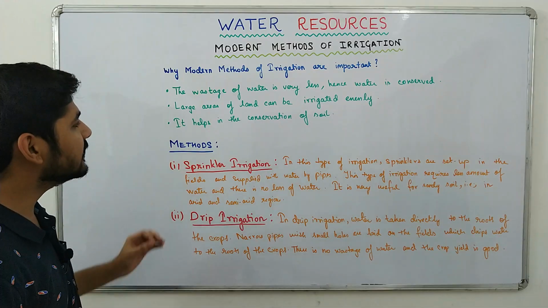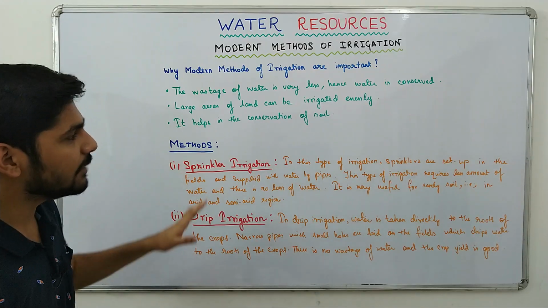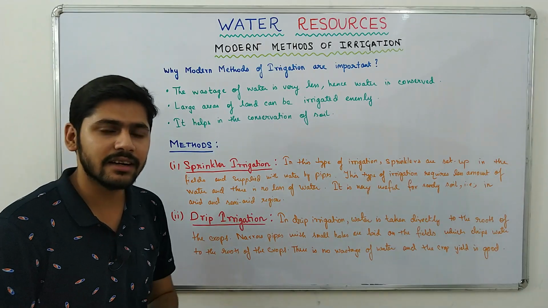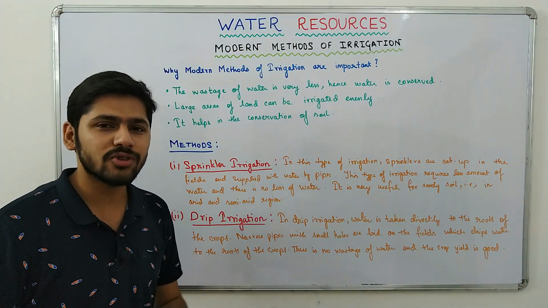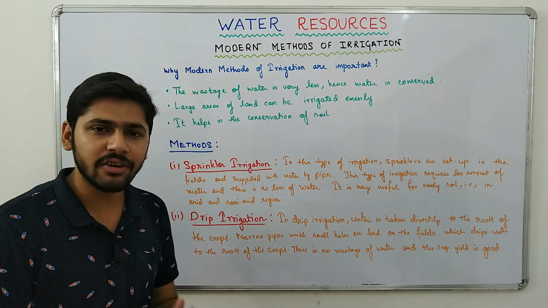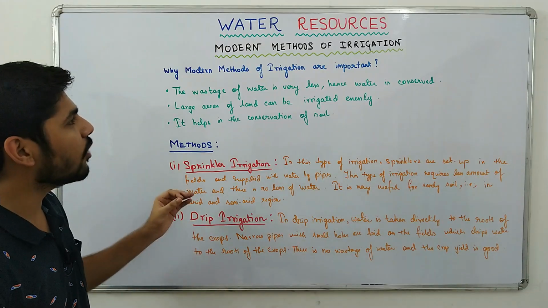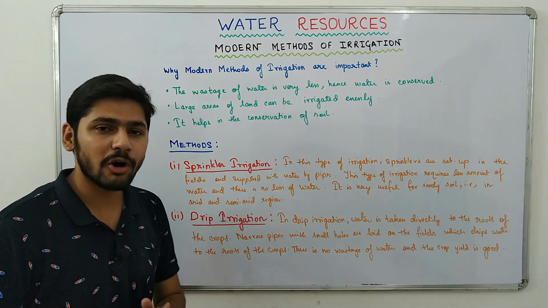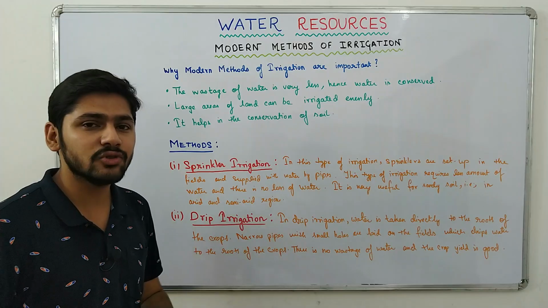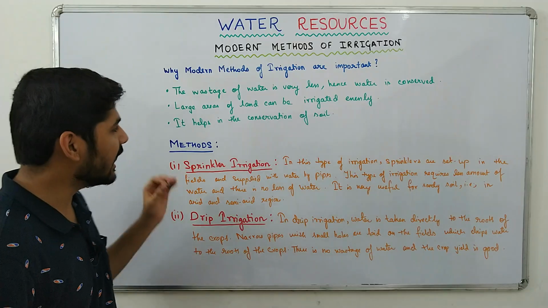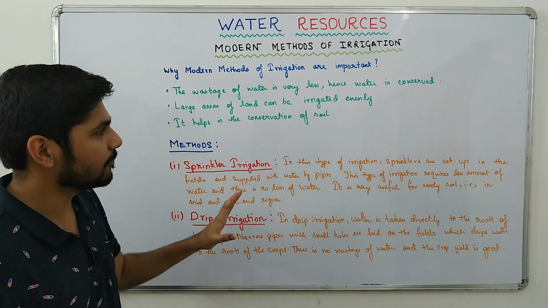Then, it helps in the conservation of soil. Let me tell you, in canal irrigation, during the rainfall season, most of the canals get flooded. And we know because of flood, soil erosion takes place. But over here, in modern methods of irrigation, less amount of water is used, hence there is no soil erosion, hence it helps in the conservation of soil.